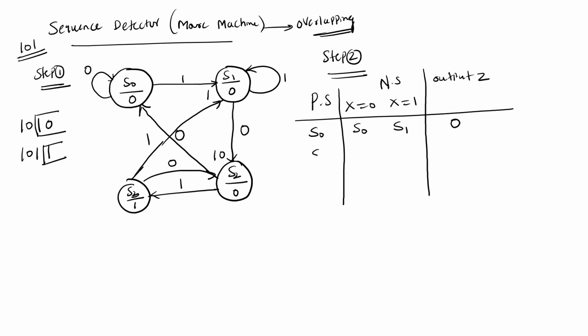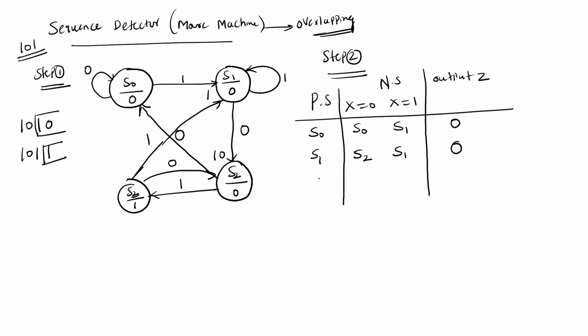Next, at S1, when x equal to 0, it will go to the next state, S2. I'm drawing the state table by seeing the state diagram. Is it fine? Give response. Next, S1: when x equal to 1, it will stay in S1, and I am not getting the whole sequence.